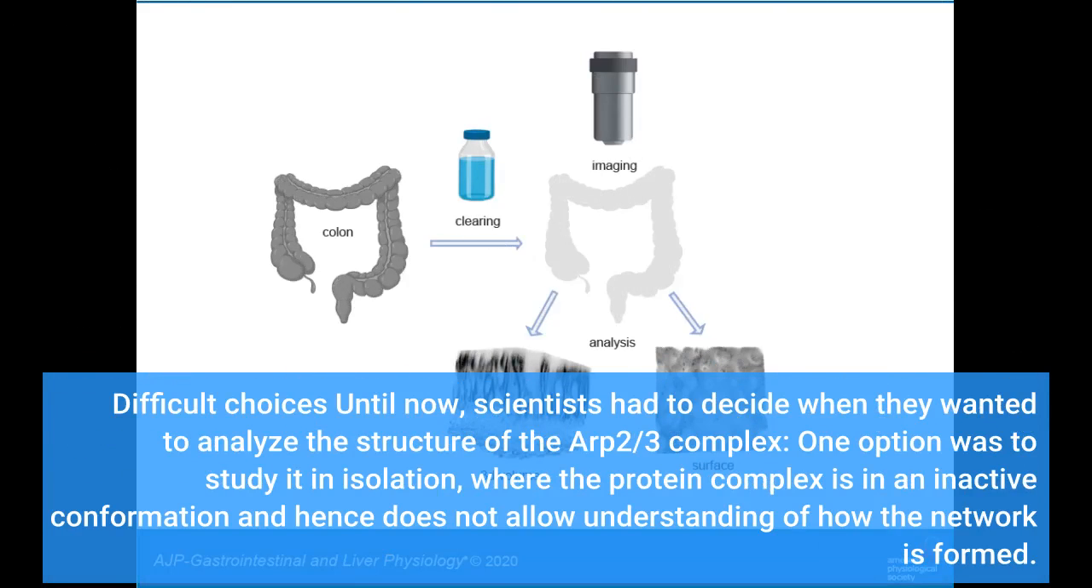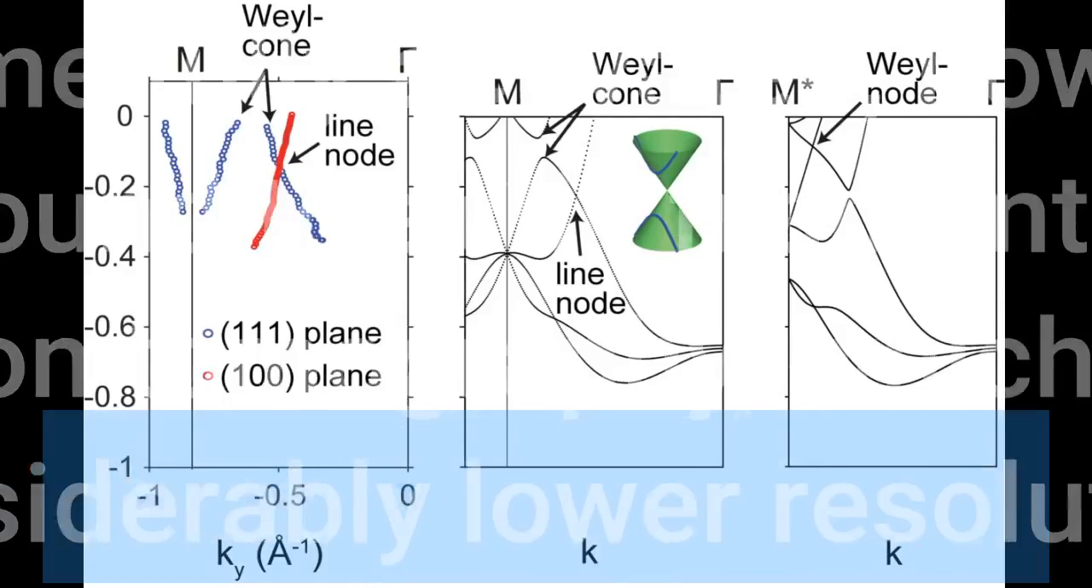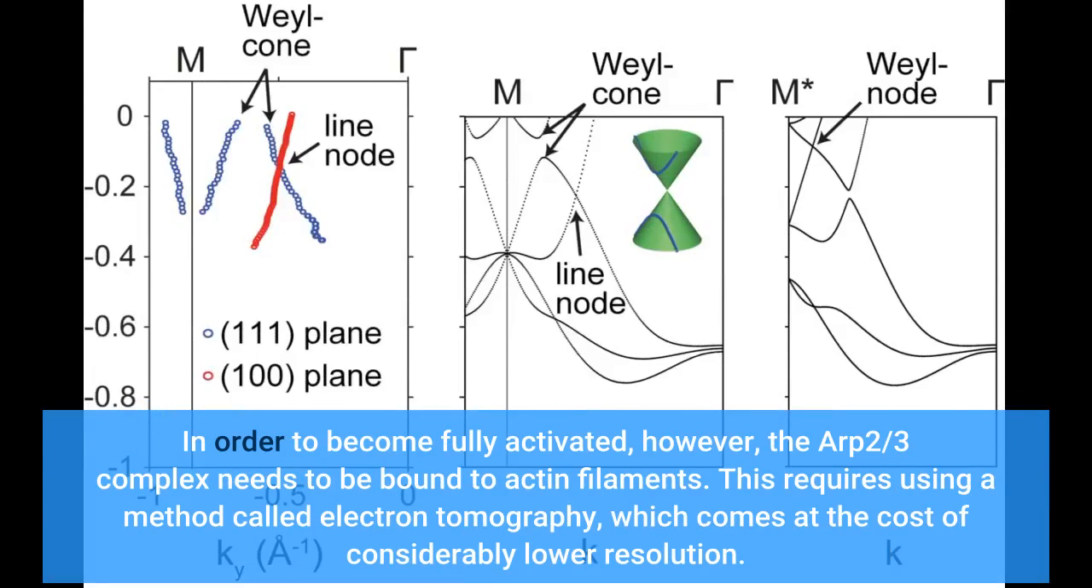Difficult choices: until now, scientists had to decide how they wanted to analyze the structure of the ARP 2/3 complex. One option was to study it in isolation, where the protein complex is in an inactive conformation and hence does not allow understanding of how the network is formed. In order to become fully activated, however, the ARP 2/3 complex needs to be bound to actin filaments. This requires using a method called electron tomography, which comes at the cost of considerably lower resolution.